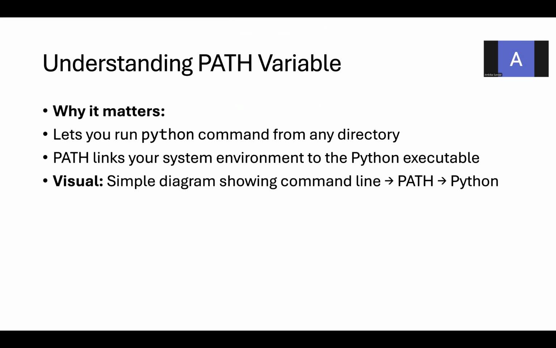Understanding the path variable. Why is it so important? It lets us run the Python command from any directory. Path links your system environment to the Python executable. Simple diagram showing the command line path to Python. For example, in the CMD, you can type python --version and check whether Python is installed on your system. When you choose add to path, wherever you install Python, it will be added to the system path so that it will be easy for you to run the executable program of Python from the command line prompt. That is what understanding the path variable means.